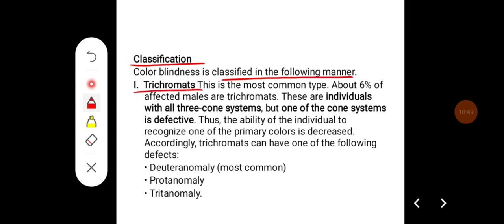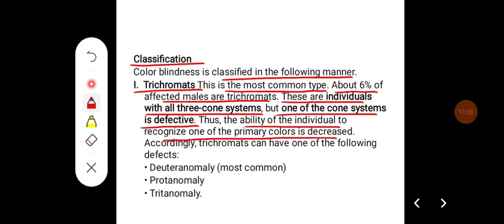Trichromats, that is trichromatism. This is the commonest type. About 6% of the affected males are trichromats. These are individuals with all three cone systems, but one of the cone systems is defective. Thus, the ability of the individual to recognize one of the primary colors is decreased. Accordingly, trichromats can have one of the following defects: deuteranomaly, protonomaly, and tritanomaly. Tritanomaly is most common.